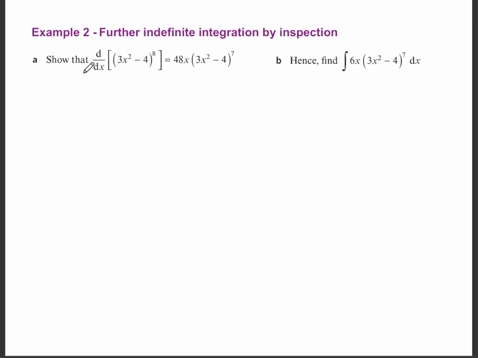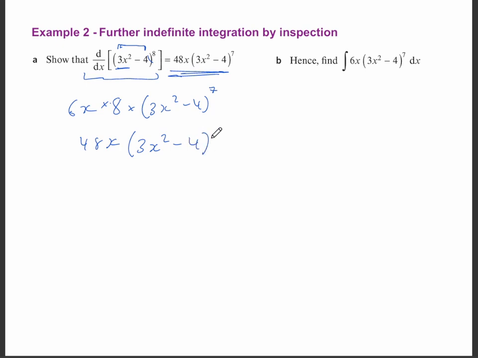Next, we have to show that the differentiation of 3x squared minus 4 power 8 is equal to this right here. So for that, what we're going to do is first take the differentiation of whatever is inside the bracket, which comes from this 3x squared term. Obviously negative 4, the differentiation of that is just 0. From this 3x squared term, if you differentiate it, we get 6x. Then we want to multiply by the power, so times 8. Then you want to multiply by the bracket, so 3x squared minus 4, then power minus 1, so 7. This gives us 48x times 3x squared minus 4 power 7.